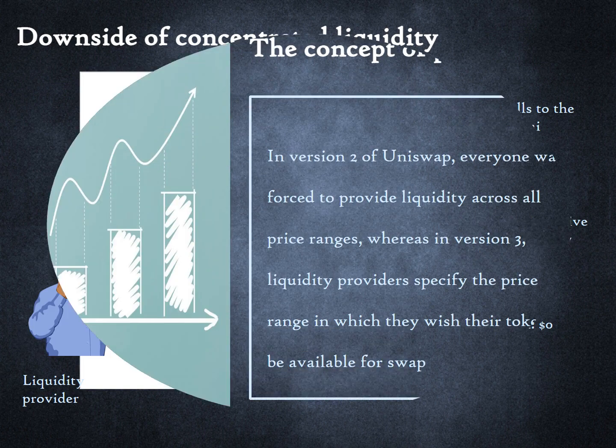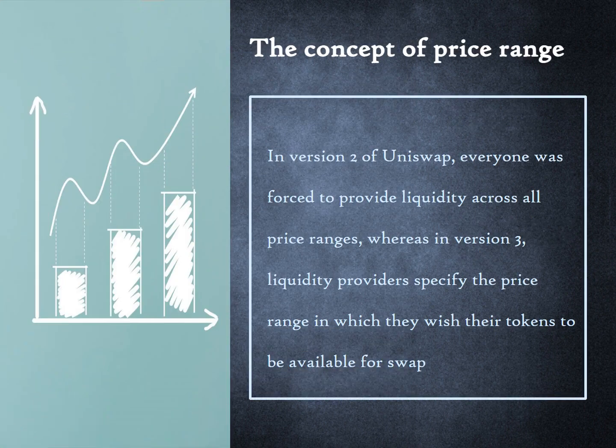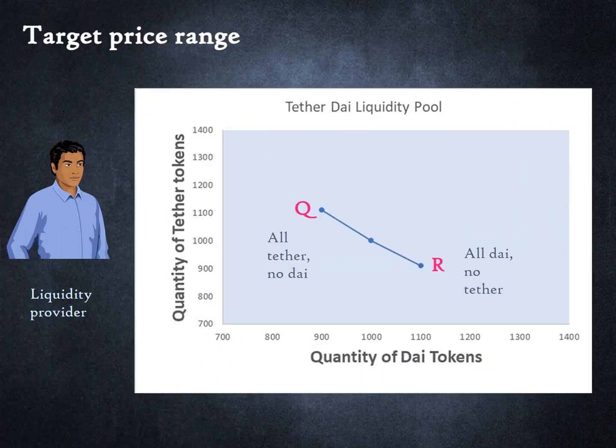on the trade. In version 2 of Uniswap, everyone was forced to provide liquidity across all price ranges, whereas in version 3, liquidity providers specify the price range in which they wish their tokens to be available for swap. In version 3 of Uniswap, the liquidity provider defines his target price range and provides liquidity only between the specified price range.